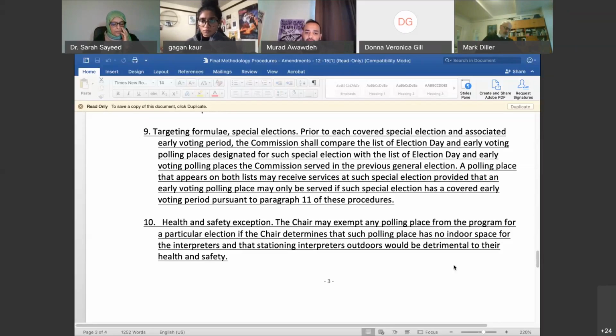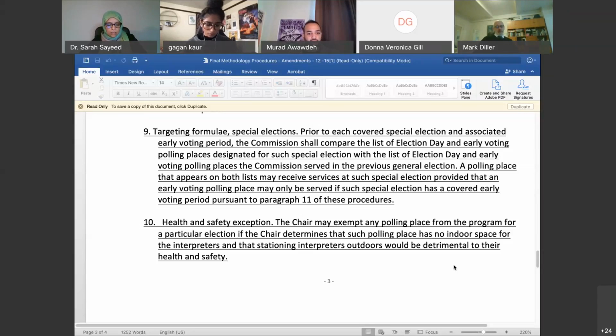Number 10 is the health and safety exception, and it says, this is also new, the chair may exempt any polling place from the program for a particular election if the chair determines that such polling place has no indoor space for interpreters and that stationing interpreters outside would be detrimental to their health and safety.